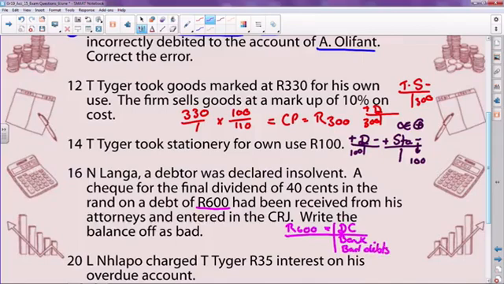And as you can see, the debtor's control will be a full 1 Rand, and the bank will be, then how much did we receive? We received a final dividend of 40 cents, so just a little bit less than half, so 0.40 Rand, and then your bad debts will be 60 cents, and there it is.